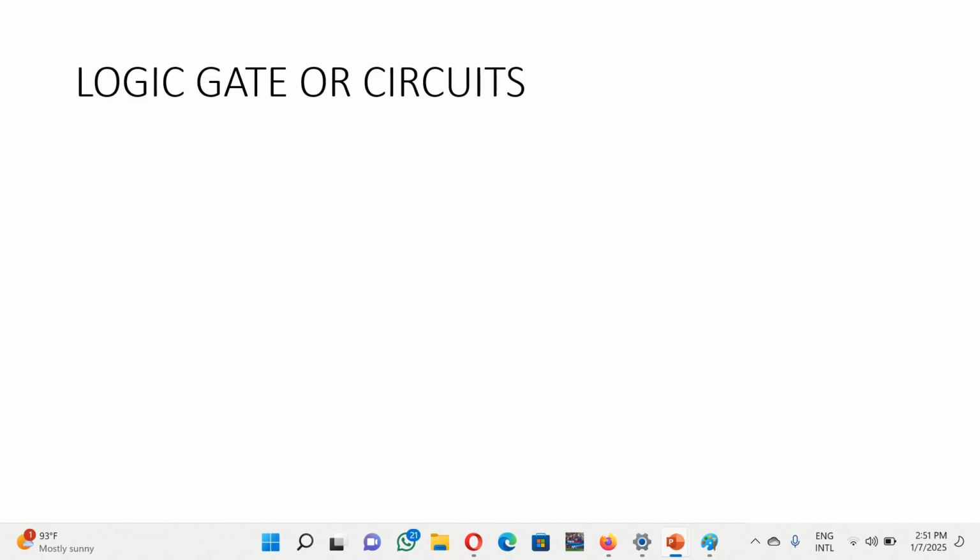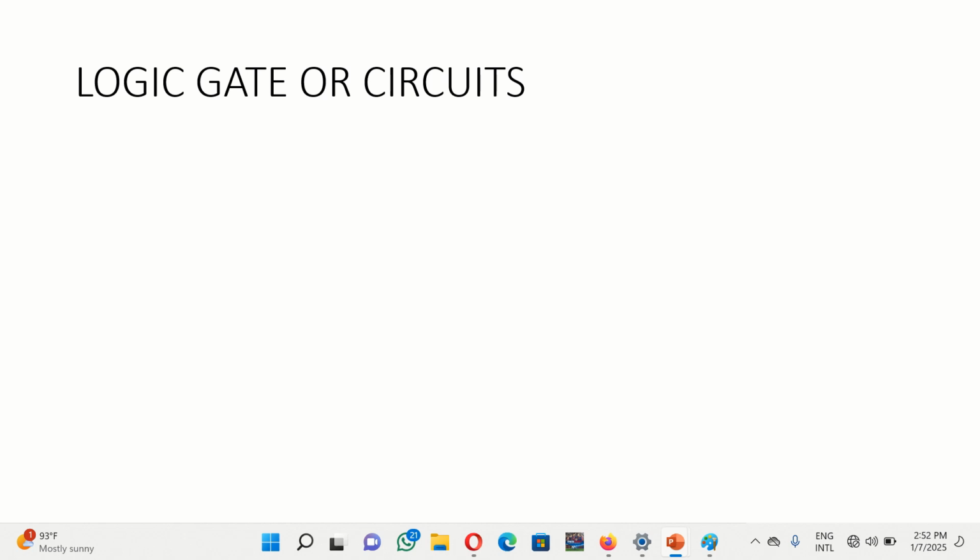Okay. So today we are going to deal with one of the topics that is mostly not taught at the senior high, but it is in our textbooks. And that is logic gate, or we say logic circuit. So it is logic gate or logic circuit.